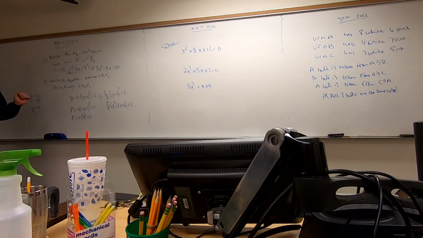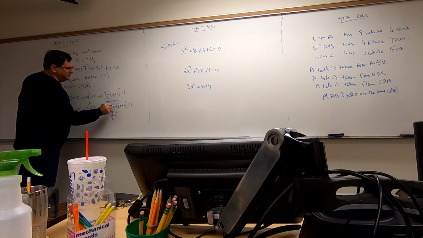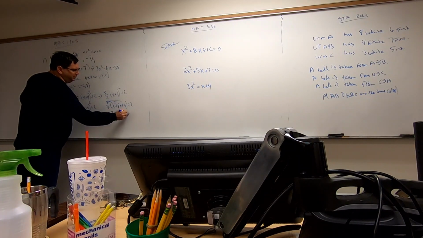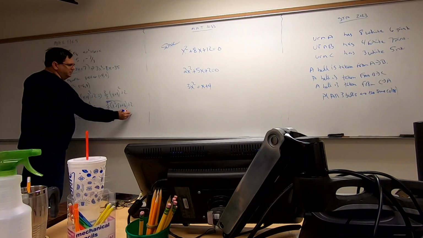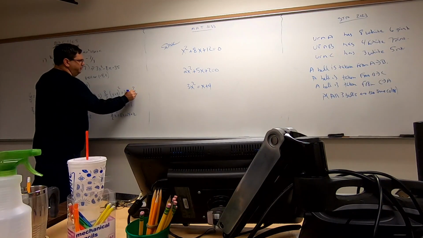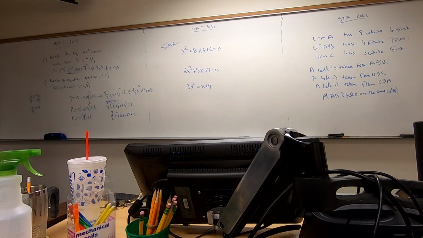3/2 x squared, 2 goes in 8 4 times, 3 times 4 is 12x. 2 goes into 16 8 times, 3 times 8 is 24. Plus 2, which gives me a final answer of 3/2 x squared plus 12x plus 26. And that's your final answer. All right, we good? Thank you. Take care. Thanks for coming.